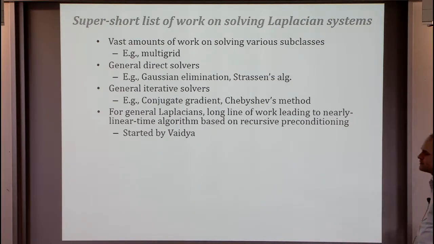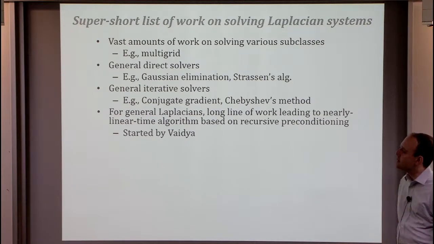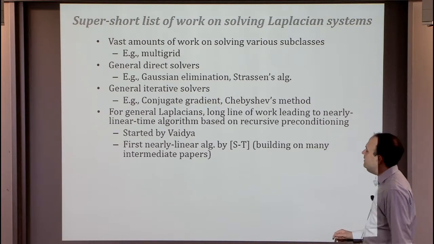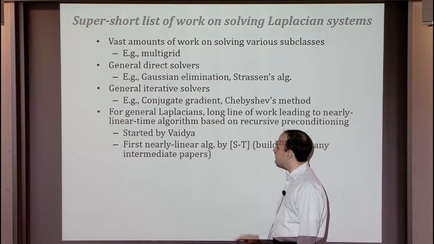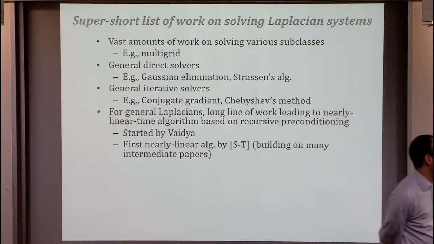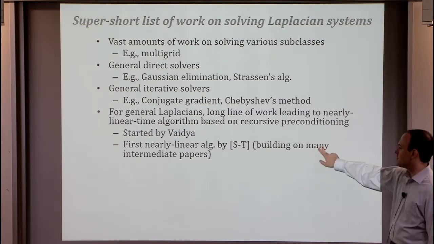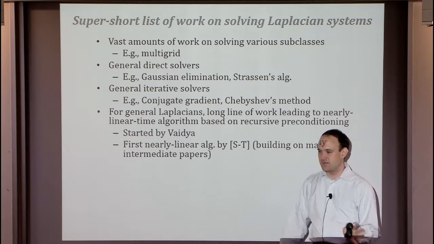This line of work was, to my knowledge, started by Vaidya, who put in place the general structure of using the combinatorial properties of a graph to construct preconditioners. And this was continued by a lot of people in this room and others. It led eventually to the first nearly linear time algorithm by Dan Spielman and Shang-Hua Teng, which really started, I think, a recent spate of papers. And that built on a whole string of intermediate papers that I'll post some links for.